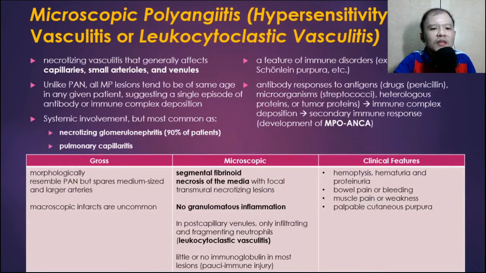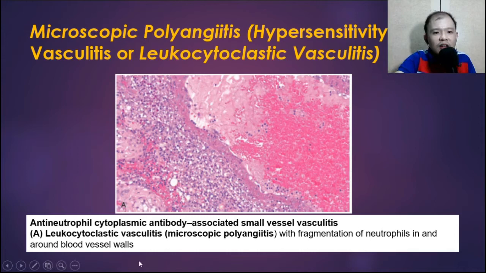Again, it is pauci-immune, little or no immunoglobulin. It is a pauci-immune injury, because you cannot see the antigen. If the antigen is present, then that's immune complex. So here, leukocytoclastic, because you see fragmentation of neutrophils in and around blood vessel walls.